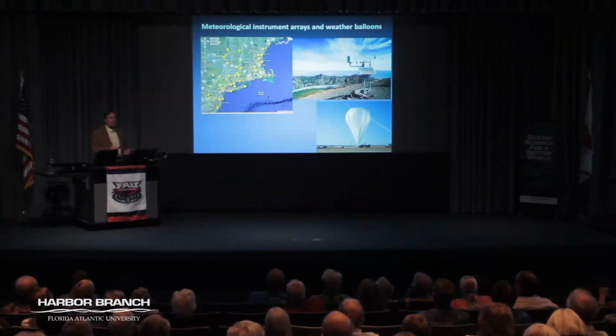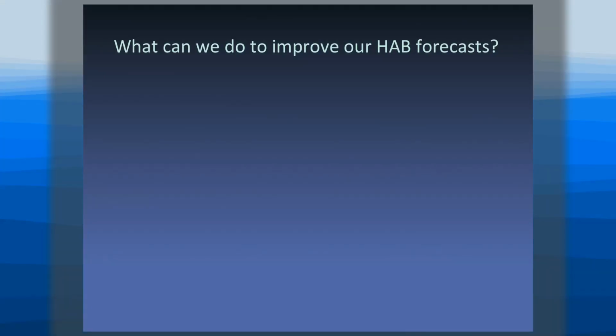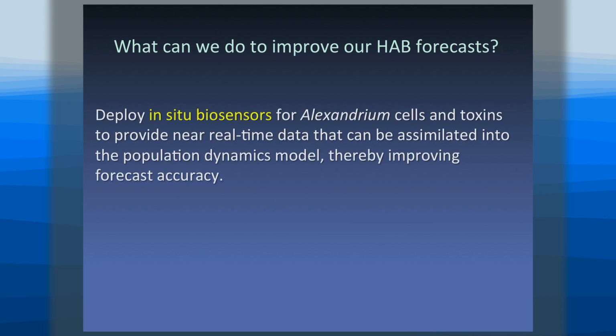So that's what we are not able to do so far with our HAB models. So how can we improve things? Well, what we need are in situ sensors. We need sensors that are equivalent of those meteorological stations, but this time for Alexandrium cells and toxins, that can provide this real-time data that can be assimilated into the model, thereby improving forecasts.